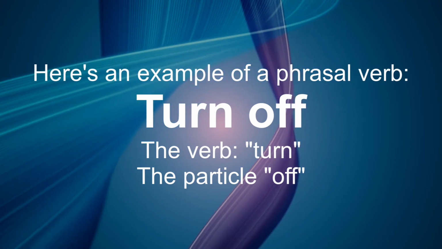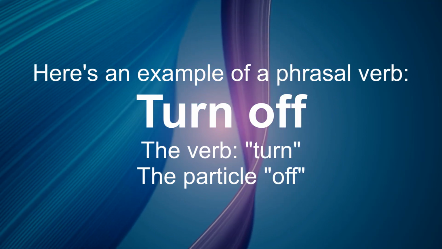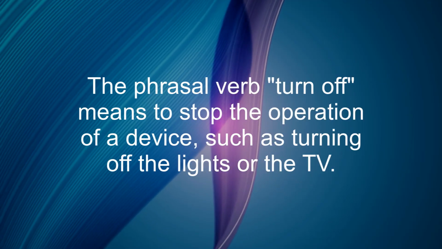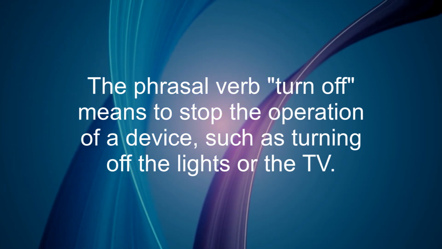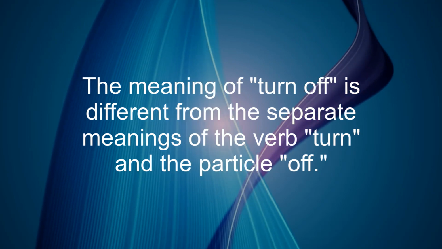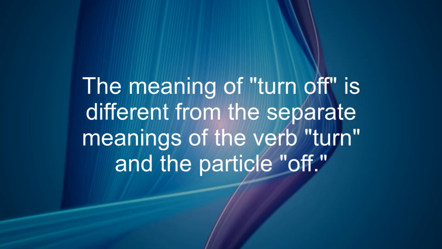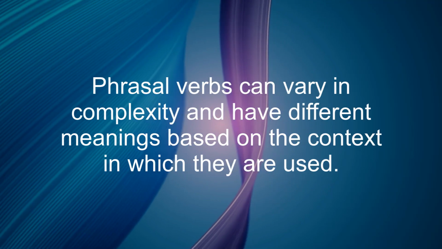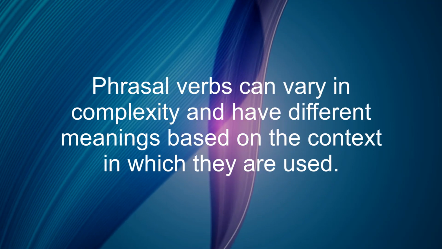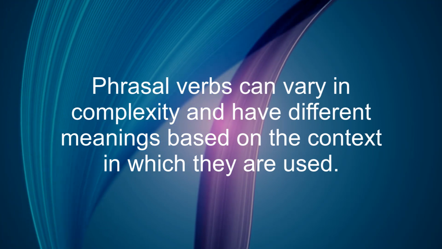Turn off. The verb, turn. The particle, off. The phrasal verb, turn off, means to stop the operation of a device, such as turning off the lights or the TV. The meaning of turn off is different from the separate meanings of the verb, turn, and the particle, off. Phrasal verbs can vary in complexity and have different meanings based on the context in which they are used.